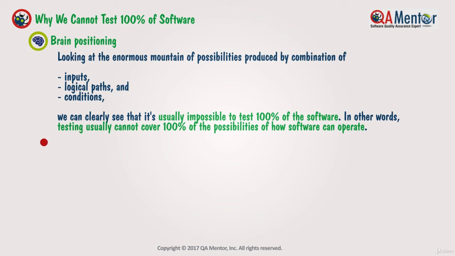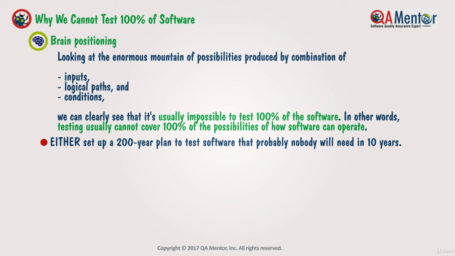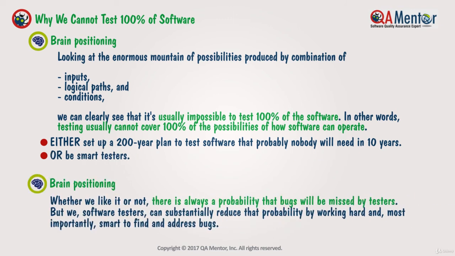Therefore, we can either set up a 200-year plan to test software that probably no one will need in 10 years, or we can be smart testers. Brain positioning. Whether we like it or not, there is always a probability that bugs will be missed by testers. But we, software testers, can substantially reduce that probability by working hard and, most importantly, smart to find and address bugs.